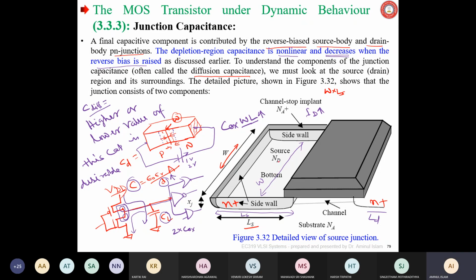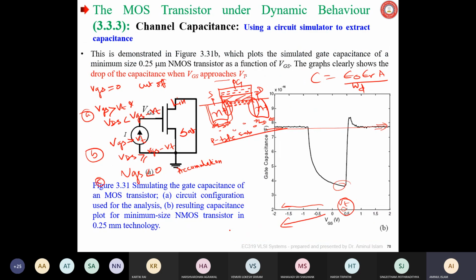Then the side walls: there will be 3 side walls. Here is the back side wall, this is the front side wall, and this is the left side wall. These 3 side walls should be considered. And the area will be what? Tell me. This depth is xj, the junction depth, from here to here.